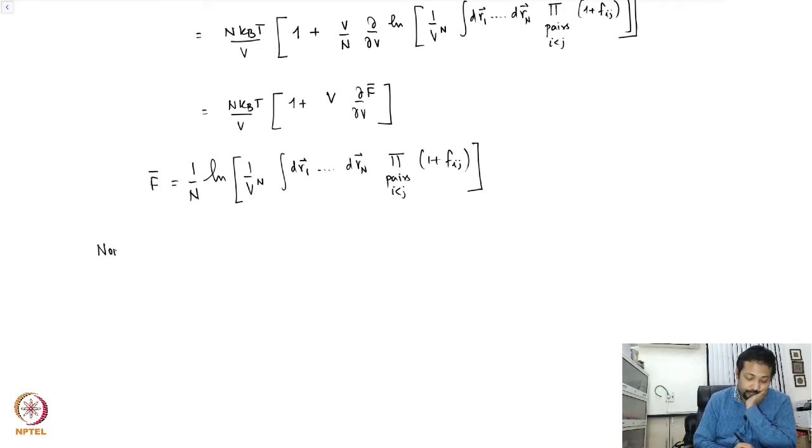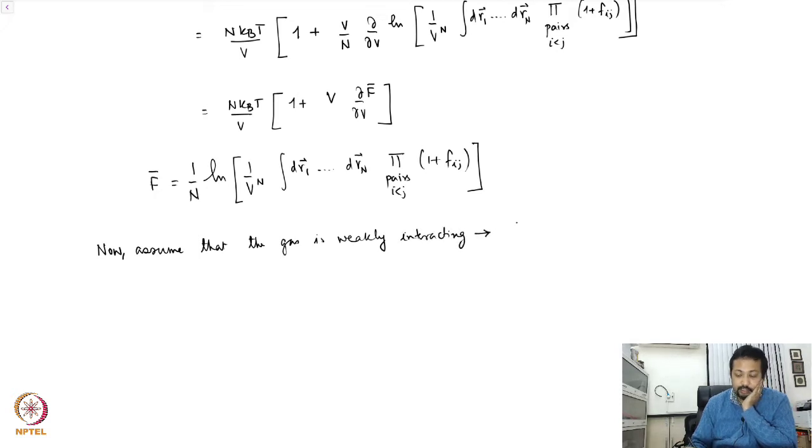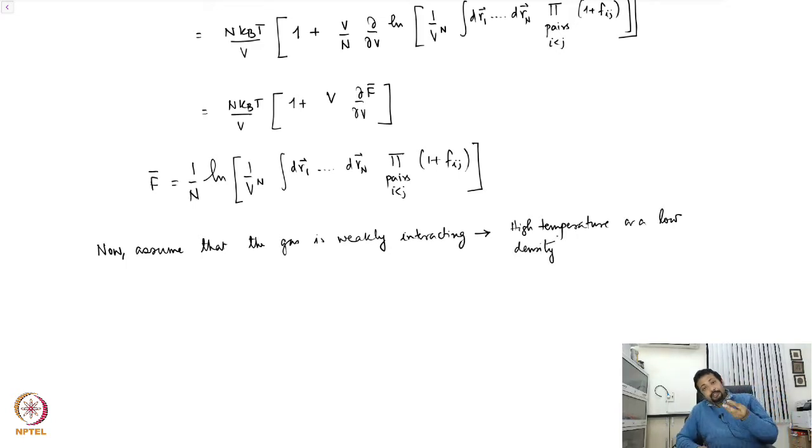Now, assume that the gas is weakly interacting, which means that you could be at a high temperature or a low density. If it is a low density system, then the two particles rarely see each other, right? So most of the time it's almost a free particle system, but sometimes they have to collide when they come within the interaction range.